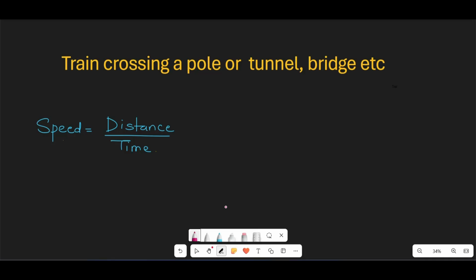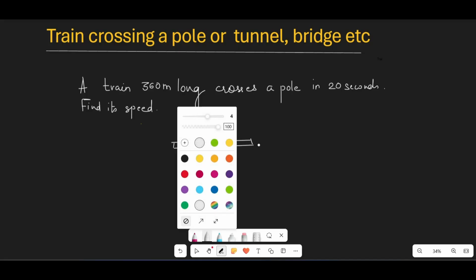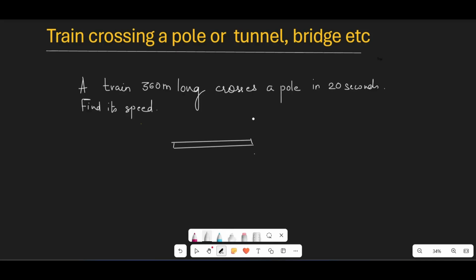Hello students. Today we will see some speed distance time problems, and that too regarding a train crossing a pole or a tunnel or a bridge, etc. So let us see one question. A train 360-meter long crosses a pole in 20 seconds. Find its speed. So let's say this is the train and this is a pole.